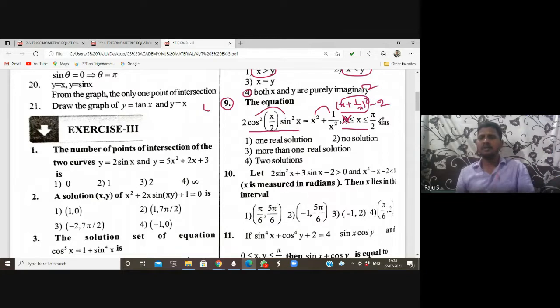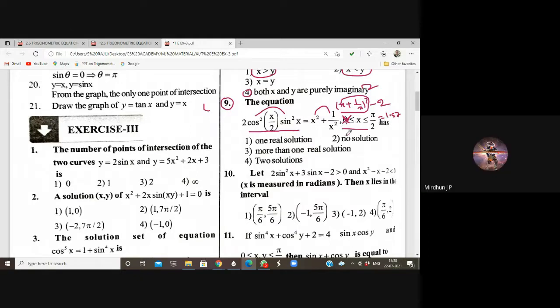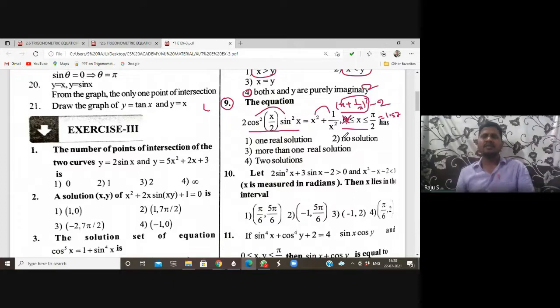If we substitute 90 on both sides, we will get x plus 1 by x the whole square minus 2 as 88. But sin x lies between 1 and minus 1. So nothing but no solution. We can say directly that for any value of x from 0 to 90, both sides are not equal. Clear?